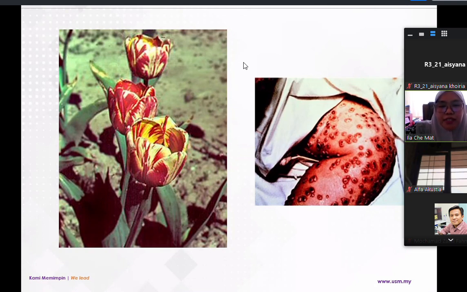So you can see here, it shows that virus not only can infect humans, but it also can infect animals. It can infect plants, and the effect is actually different based on where it infects. For example, for the flower, it caused something beautiful, but in human, it caused a disease. So it's a wide range of effects.